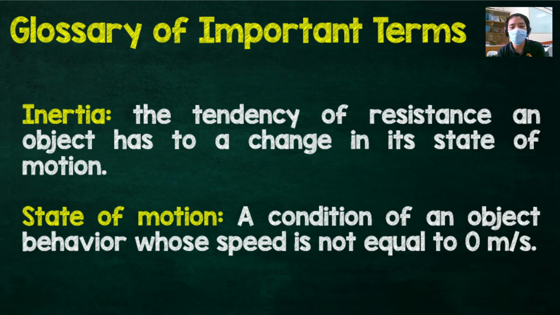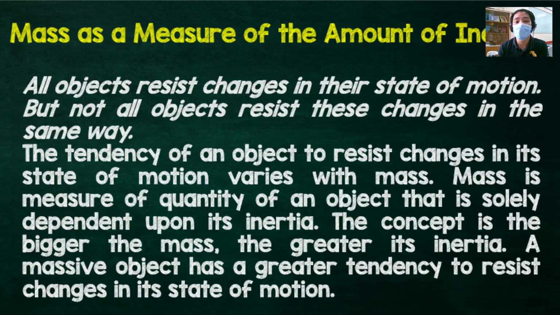When we say state of motion, it's a condition of an object whose speed is not equal to zero. Whenever the object is in the state of motion, the object is moving. Whether the object is moving or not, it will have a tendency to resist changes to its behavior. To know more about inertia, we should be able to identify a property which we call mass.